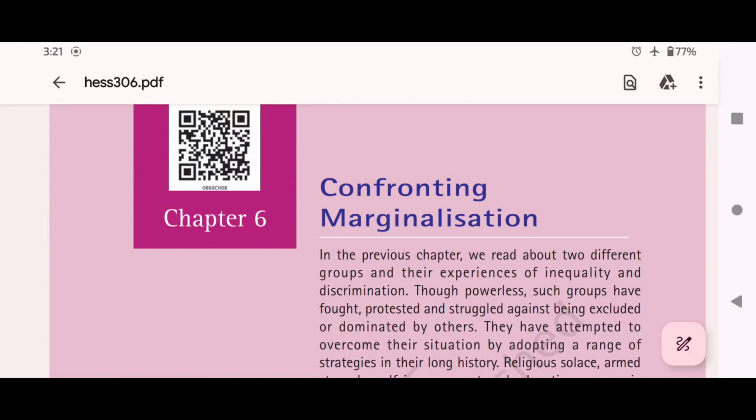Today we are going to read Class 8 Standard Civics, Chapter 6, Confronting Marginalization. In the previous chapter, we read about two different groups and their experiences of inequality and discrimination. Though powerless, such groups have fought, protested, and struggled against being excluded or dominated by others.